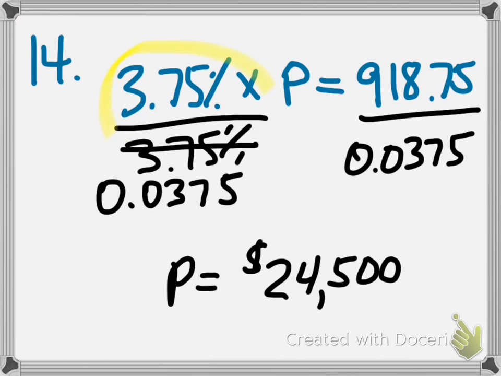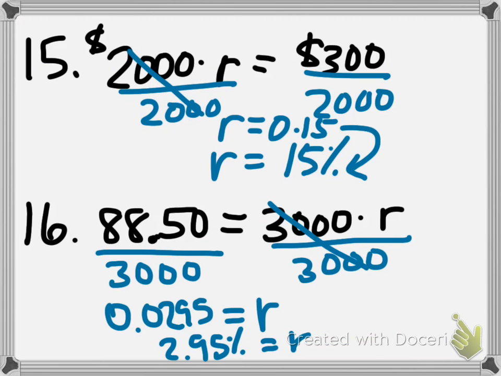So we first divide out our 3.75%, but I can't divide by a percent. I have to divide by a decimal, so that's why it changed. And whatever I do to one side of the equation, I do to the other. So 918.75 divided by 0.0375 is $24,500. That was the price of the original car. Okay, for number 15 and 16, work these out on your own, and then check the video for your work. You should have found on 15 that the rate was 15%, and on 16 that the rate was 2.95%. We just wrote our equations, worked it backwards, and divided out what the price was to find the rate of percent.